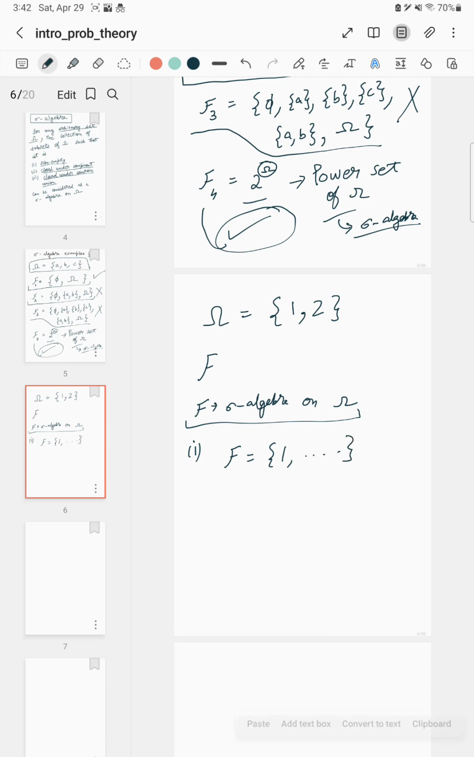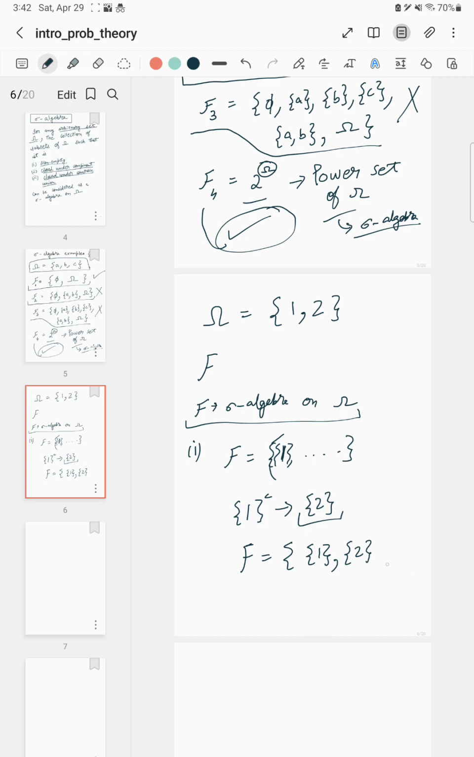Now since F contains 1, F should also contain the complement of 1. The complement of 1 is the set 2. So F should also contain this for the second property to be satisfied, as it is closed under complement. So F will contain 1 and 2. Now F should also contain the union of 1 and 2, as according to the third property, if these two sets are present in F, the countable union of these two sets should also be present in F. So this is nothing but 1, 2, which is omega. Okay, so omega is also present in F.